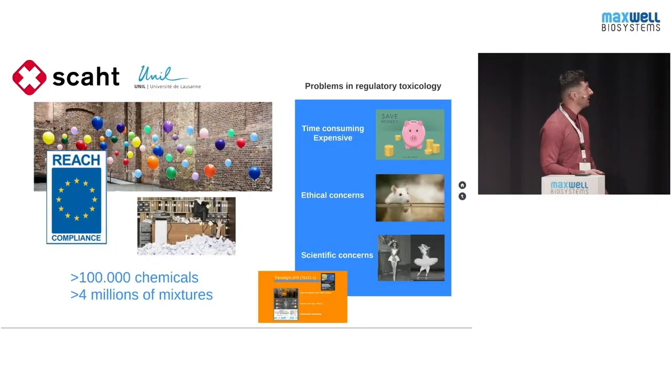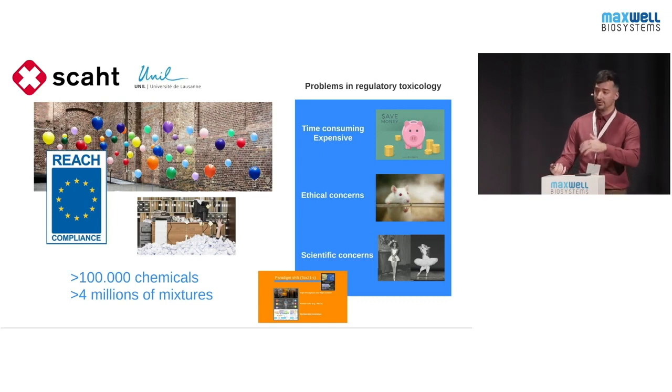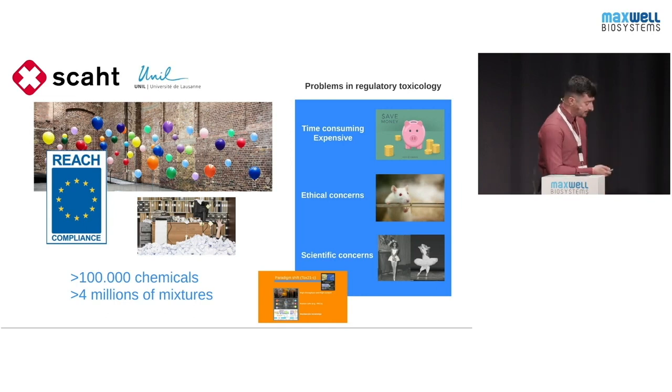Switzerland is a really good example of how things are moving to try to reduce the number of animals. But there are also other acts, like in the US, and now the OECD is also moving to try to reduce this number of animals. But obviously there are also some scientific concerns, right? Humans are not the same as animals, and in the literature there are many cases where we see some effects in animals that we don't see in humans and the opposite.